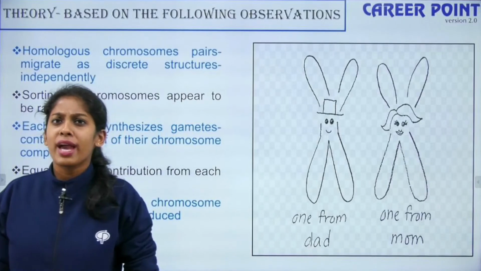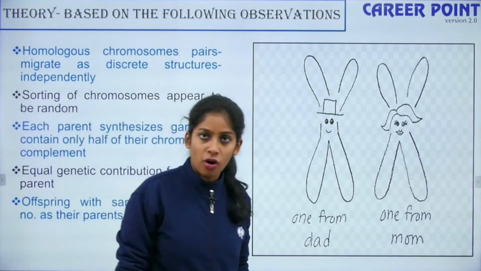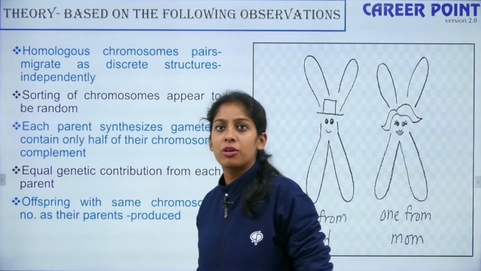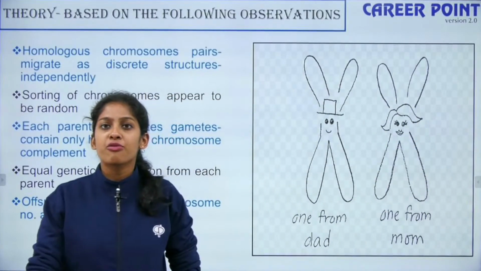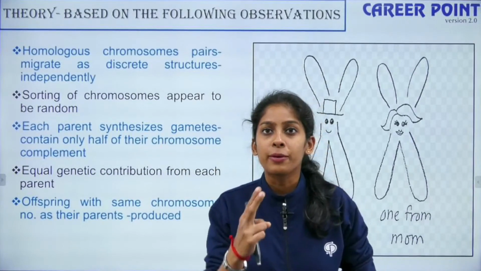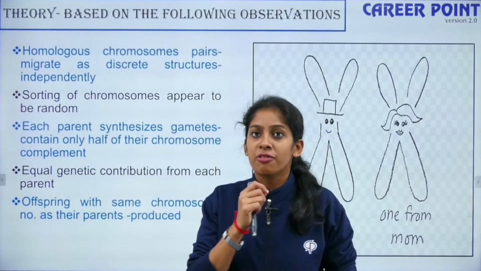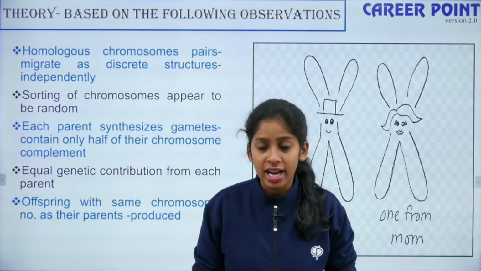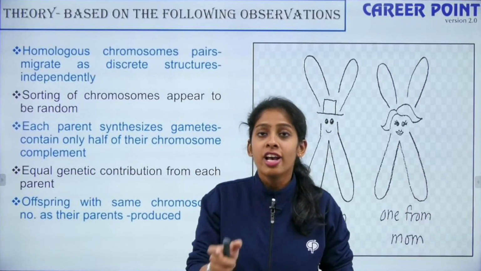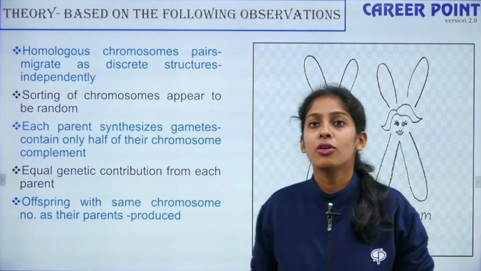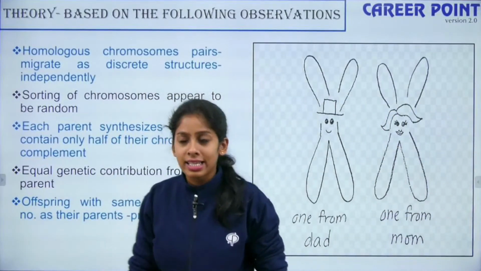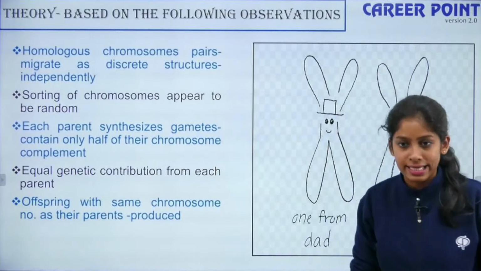Why do we say we have 23 pairs of chromosomes? Because we have one copy coming from the mother and one copy coming from the father. If I say we have 46 chromosomes, let's talk about chromosome 1. We have two copies of chromosome 1, one coming from a father, one coming from a mother, right? Both are chromosome 1 and it is a pair. Those chromosomes are called homologous chromosomes. So homologous chromosome pairs migrate as discrete structures independently.